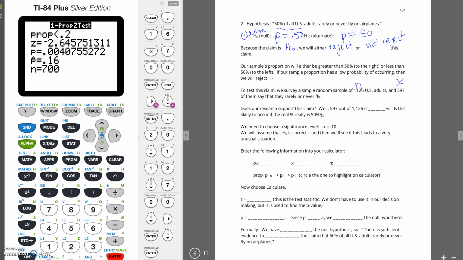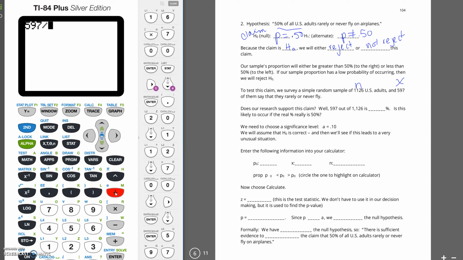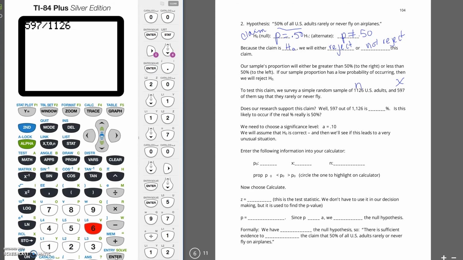So first we want to know, just for ourselves, what percent is 597 out of 1,126? So we're going to take 597 over 1,126. And we see that it's about 53%. So we want to know, is this likely if it's really 50%? So we're going to let alpha be 0.10.